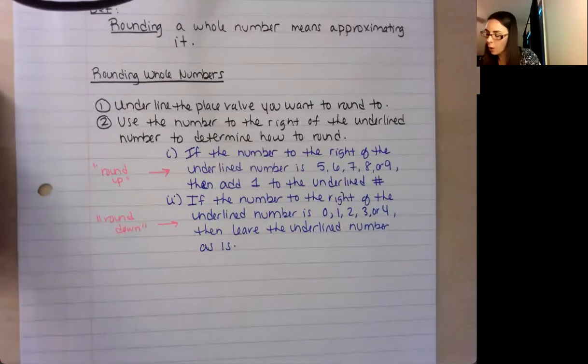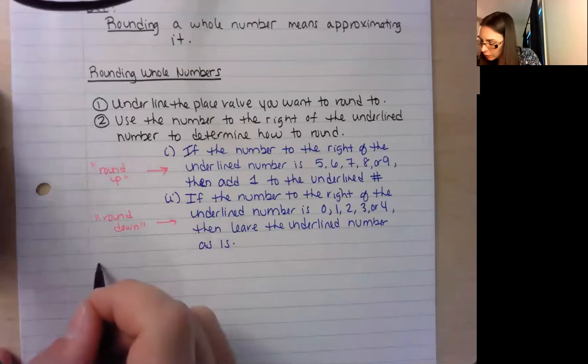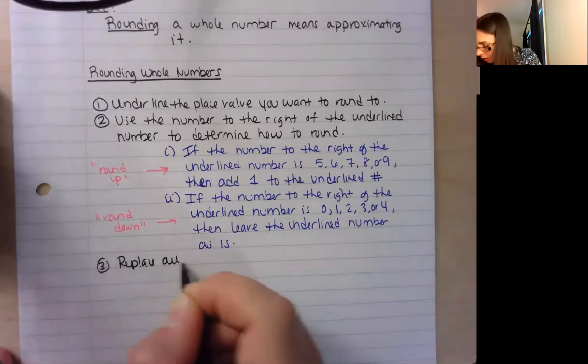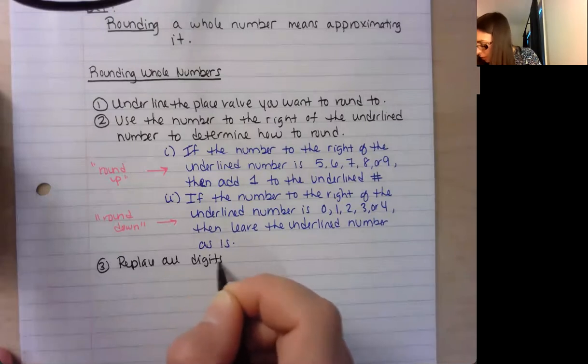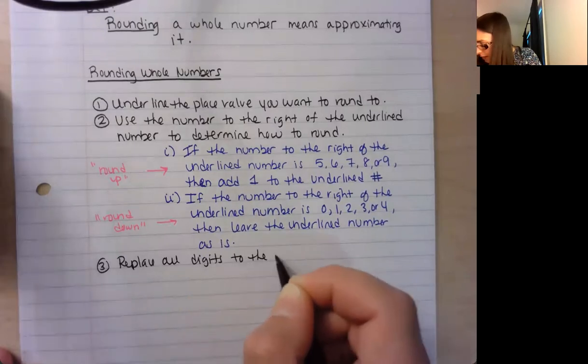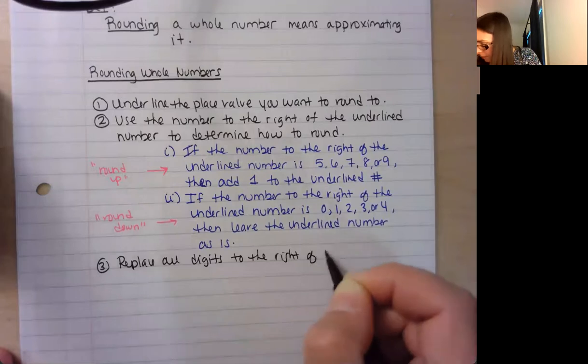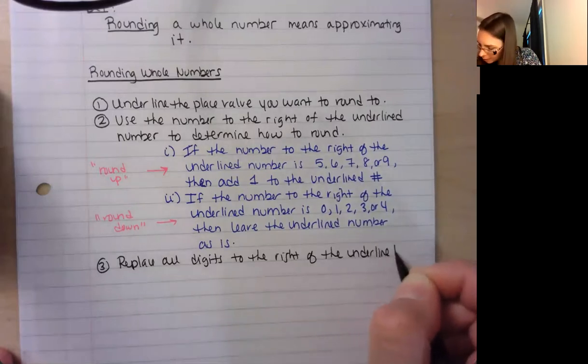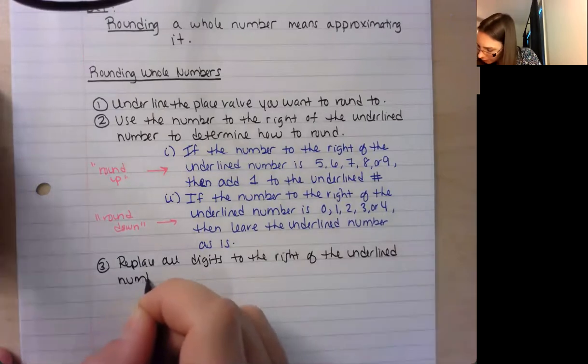And then this is specific for whole numbers. You're going to replace all digits to the right of the underlined number with zeros.